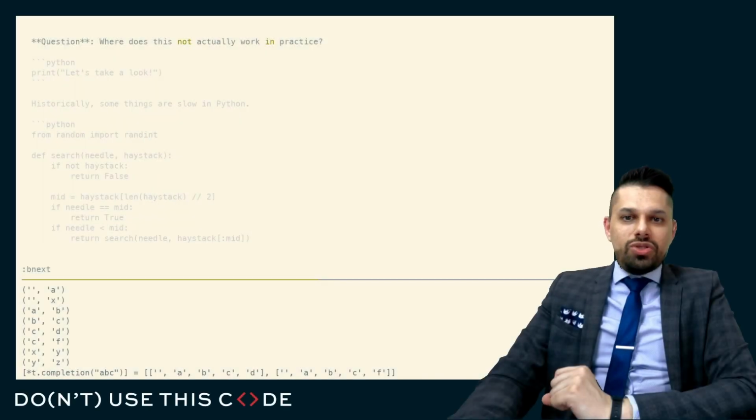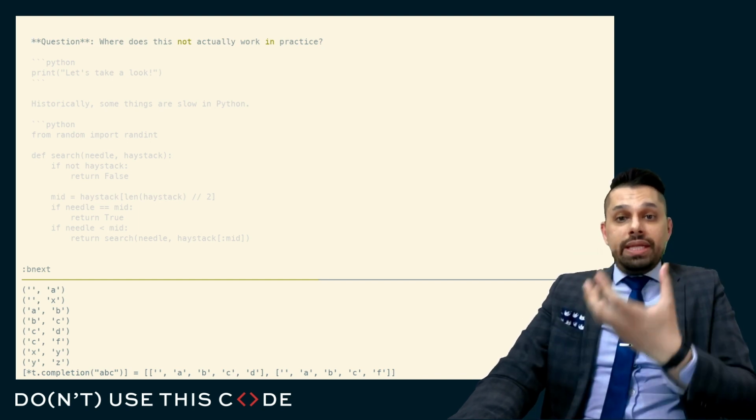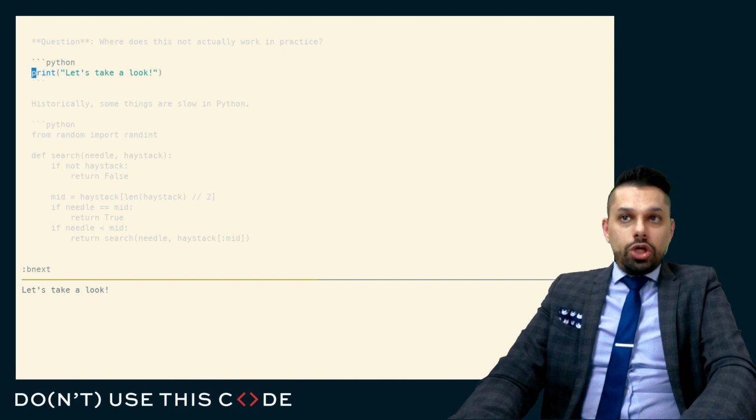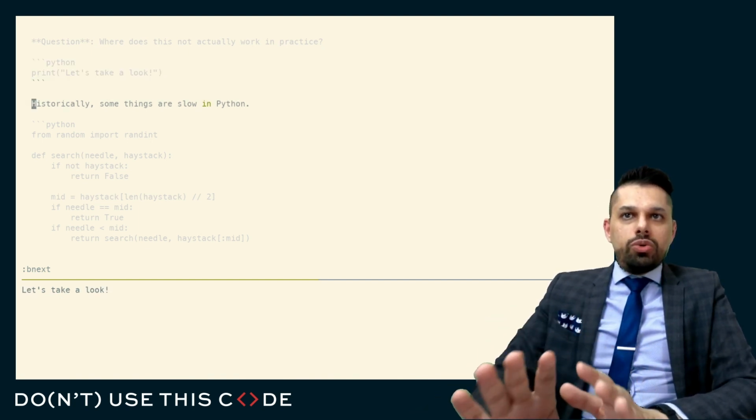In this question, we're going to talk about where does this not actually work in practice? Where does all of this analysis blow up in our faces and not actually help us do any sort of analysis that can apply to the code that we need to write, the code that we need to make fast? Let's take a look. Historically, some things are just slow in Python.